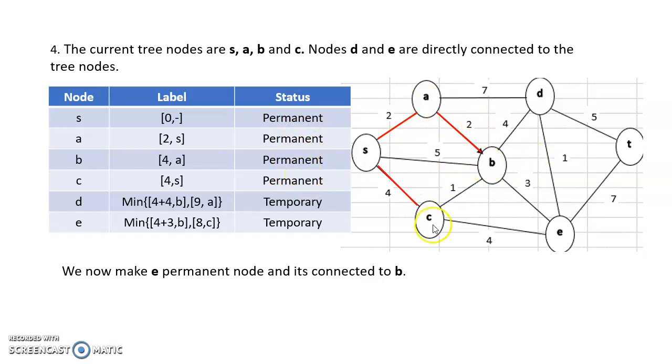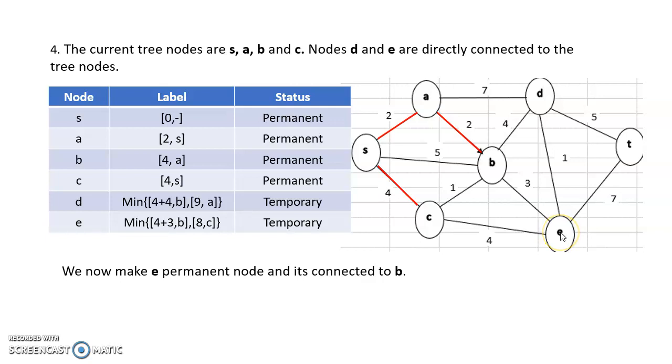And of these 4 tree nodes, these are the only 2 nodes which have direct connections, and these 2 nodes are the temporary nodes for the current step. The level for this D can be reached from A as well as from B. If you reach from A, it was 9. If you reach from B, it will be 4 plus 4 from B.